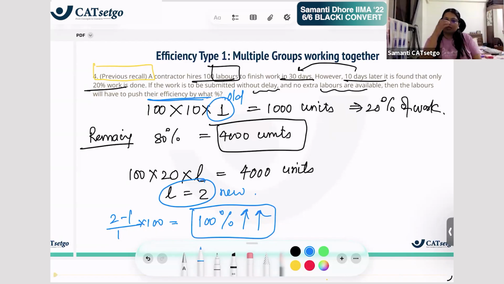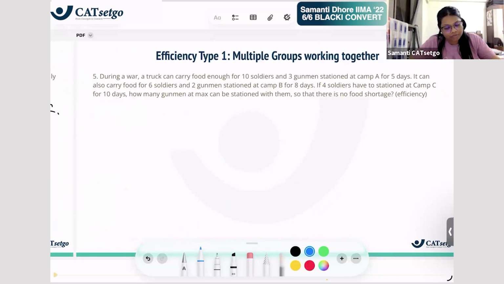Do you understand this? Do you understand the logic behind this? Yes, good. Very good. Now let's move ahead. Try out this question. Same efficiency का फंडा है. Try out this question.